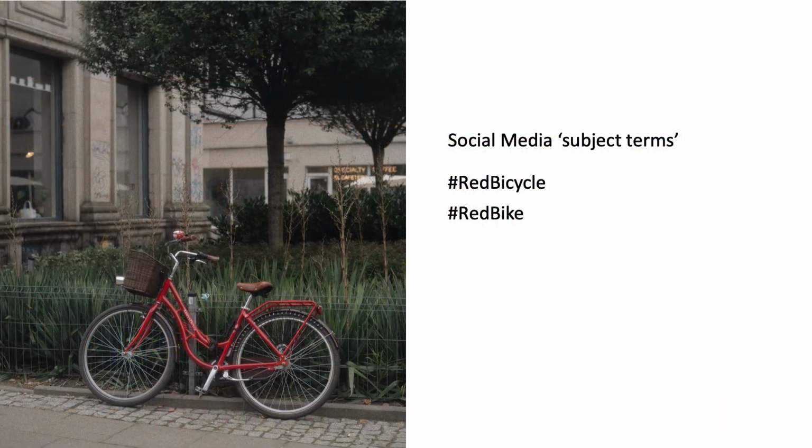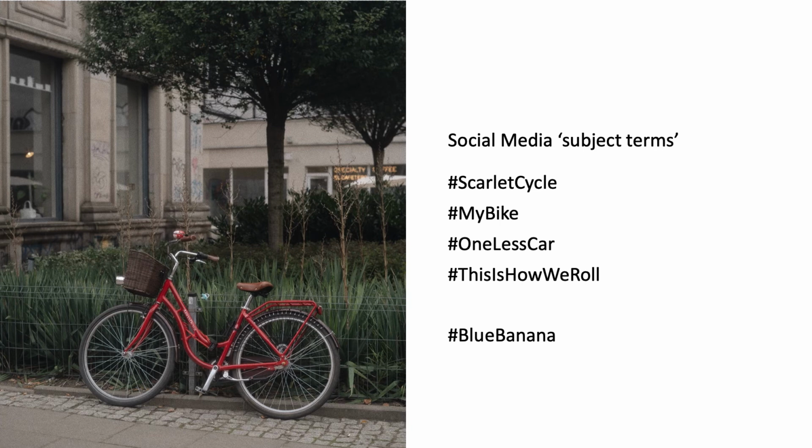The hashtags used in social media also function in much the same way. If I upload this picture of a bicycle, I might give it the hashtag red bicycle or red bike, and this would be helpful to anyone searching for photographs of red bicycles. But I could also give it a bunch of hashtags that are not designed to help people who want pictures of red bicycles. I could even give it a totally misleading hashtag like blue banana, because there are just no rules. And this is where user-generated headings like hashtags are limited as search tools, because they're just too varied and uncontrolled.